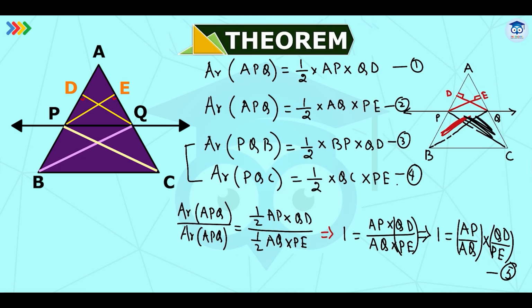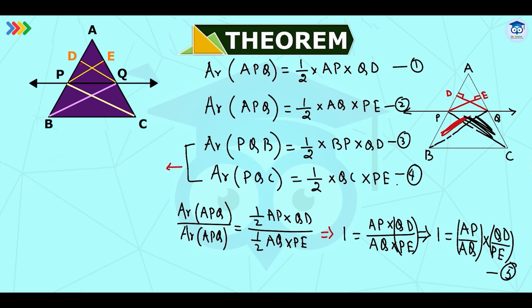So when we calculate the ratio again, from this we have the area of PQB and the area of this PQC. When we calculate, the half will get cancelled, and here we will have BP upon QC into QD upon this PE. So we have equation number 6 and equation number 5. Here we can see that on the left hand side both are 1, and it means that these two are equal.